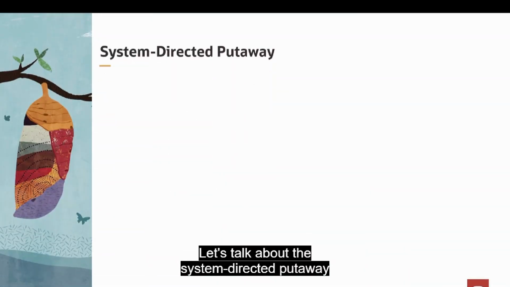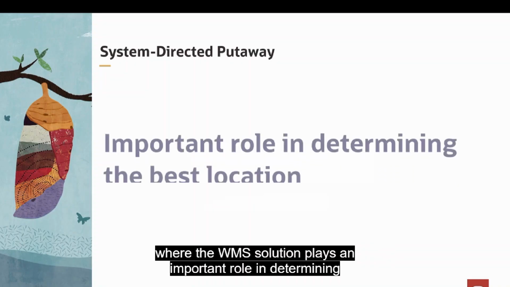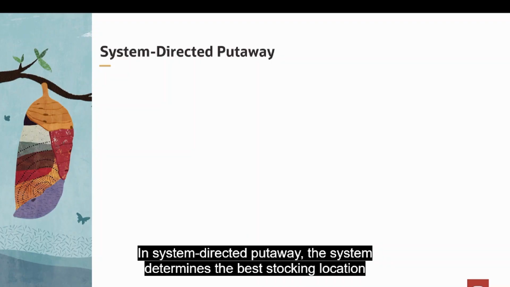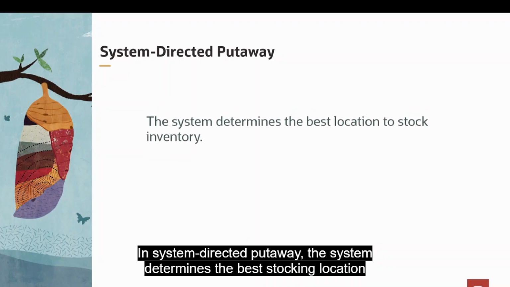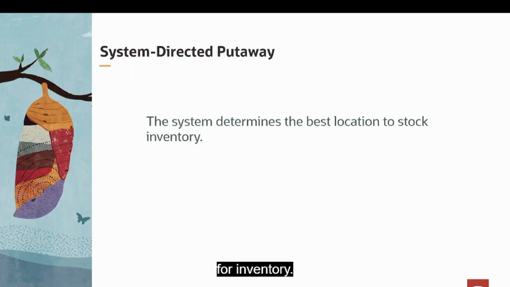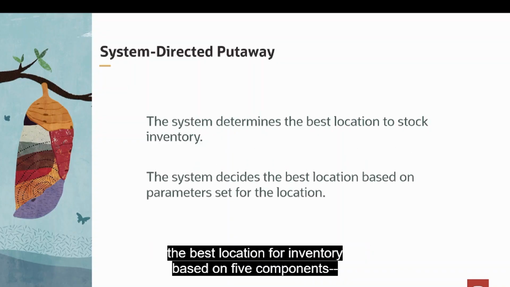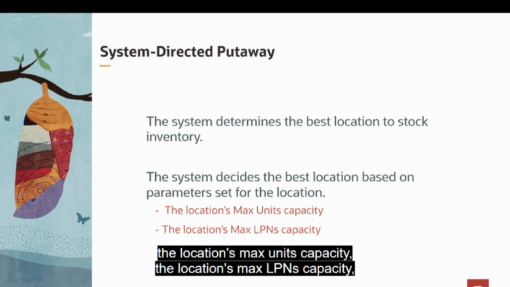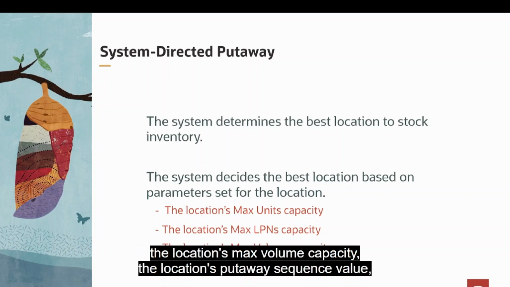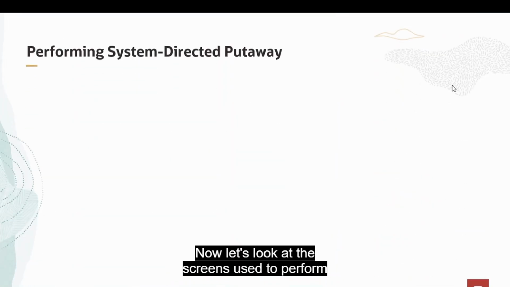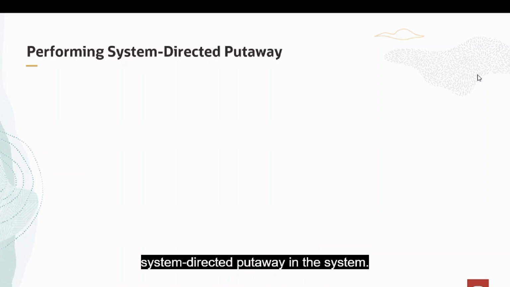Let's talk about the system-directed putaway, where the WMS solution plays an important role in determining the best location for storage of stock. In system-directed putaway, the system determines the best stocking location for inventory. System-directed putaway provides the ability for the system to determine the best location for inventory based on 5 components: the location's max units capacity, the location's max LPN's capacity, the location's max volume capacity, the location's putaway sequence value, the location's weight capacity. Now let's look at the screens used to perform system-directed putaway in the system.